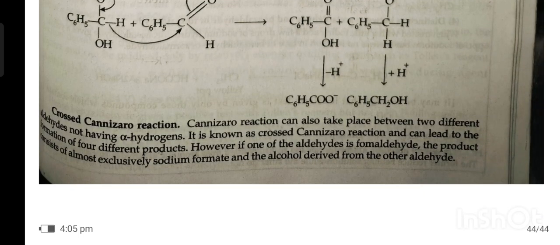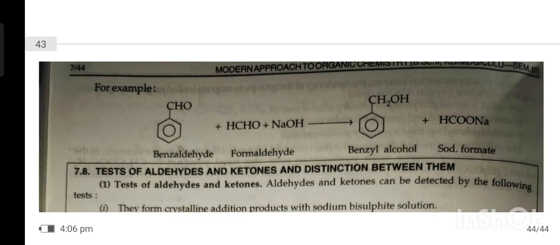Crossed Cannizzaro reaction. Cannizzaro reaction can also take place between two different aldehydes not having alpha hydrogen. It is known as crossed Cannizzaro reaction and can lead to the formation of four different products. However, if one of the aldehydes is formaldehyde, the product consists almost exclusively of sodium formate and the alcohol derived from the other aldehyde.